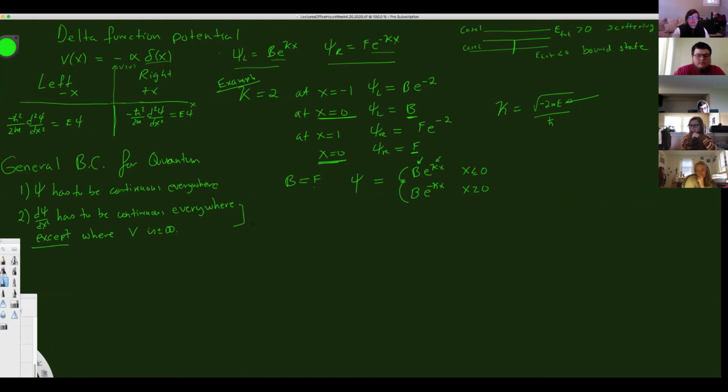So the second boundary condition says, I don't know why that says squared, it shouldn't say squared, it should say just D. Let me fix that for you because it looks bad. So the first derivative of psi has to be continuous everywhere except where V is plus or minus infinity. And we have that case here, right? We have a V that goes all the way down to minus infinity at that point.